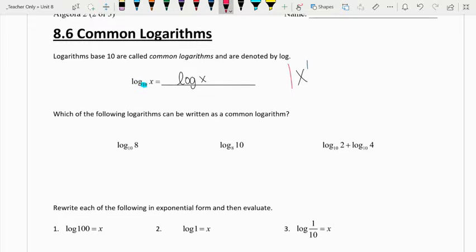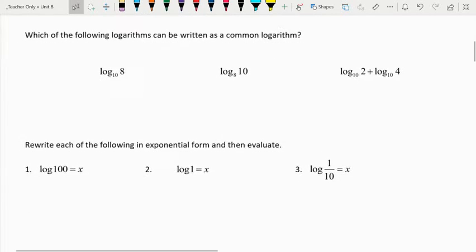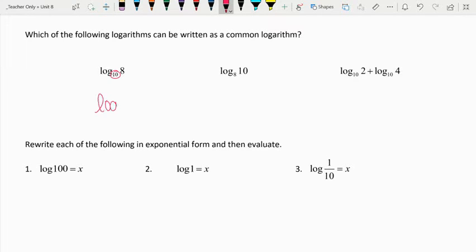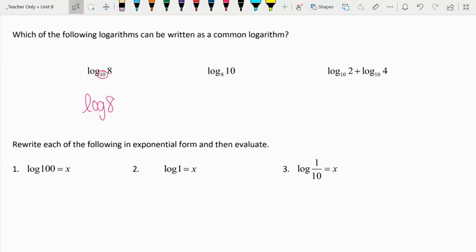Okay, so it says, which of the following logarithms can be written as a common log? Well, hopefully we could see in the very first one, because it's log base 10, we could rewrite this as just log 8. The second one we cannot write as a common log because the base is 8, not 10. The next one does have base 10 for both of these, so we can rewrite this as 1 log, which would be log of 2 times 4, which is really log 8, so same as the first one.